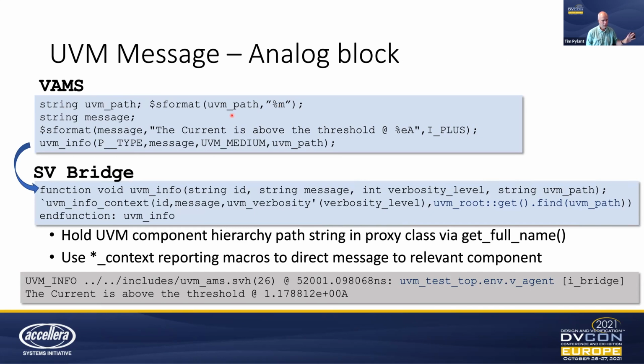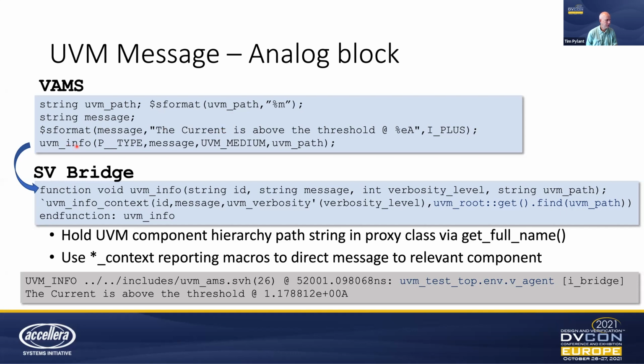So this would point within our MS bridge. So this will be our TB, MS bridge, and in our example, core. So MS bridge core, our analog resource path. And then we'll create our message that we want to print out. And then we'll call UVM info.